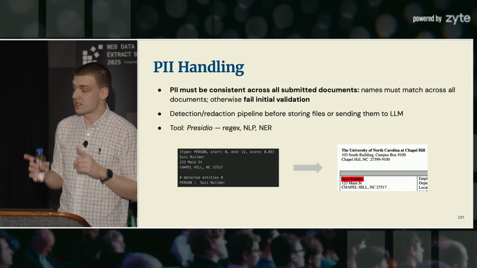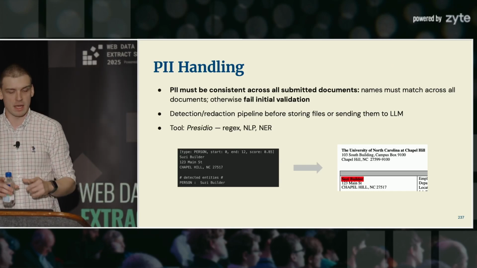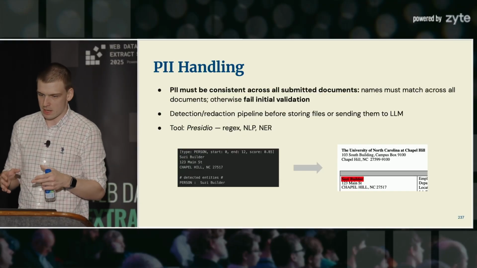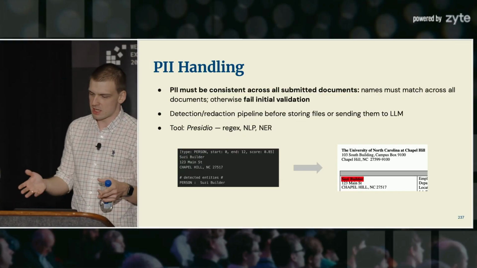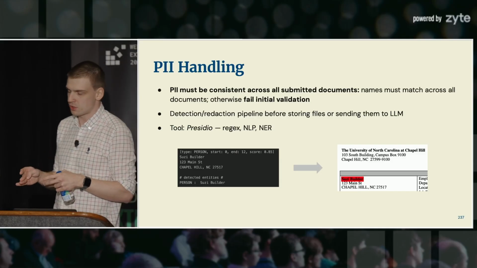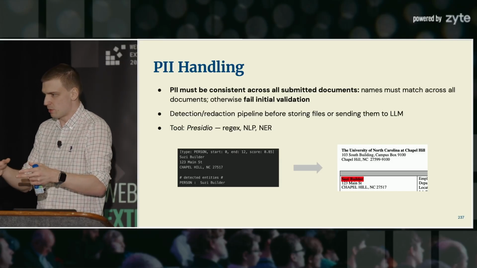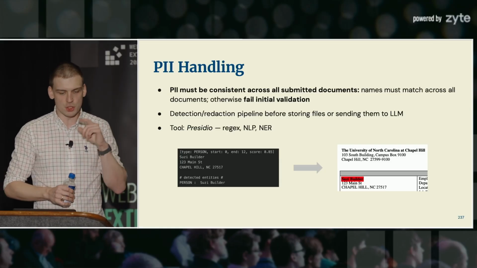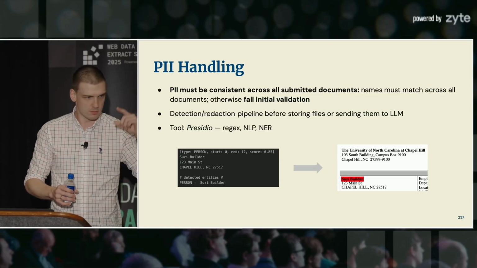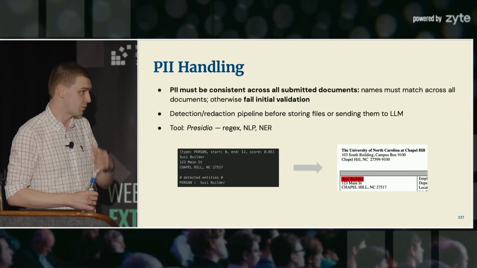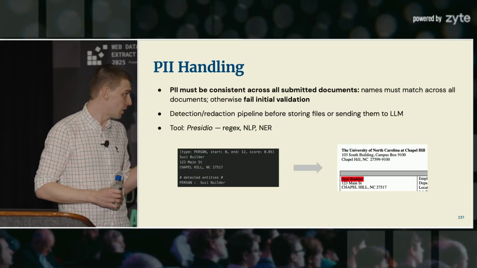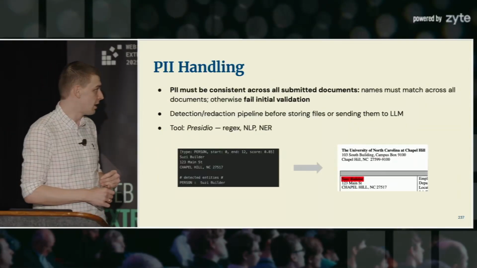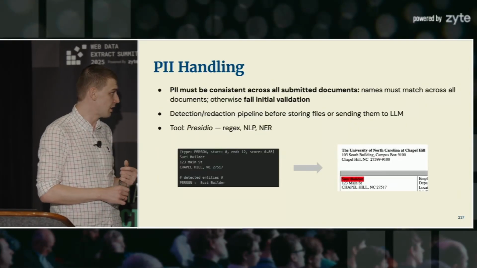But since we are dealing with sensitive information, PII must be handled carefully. We need to verify that all the documents submitted actually have the same names, because otherwise we need to fail initial validation. There are messy documents from different persons, and this is a red flag. Also, everything should be redacted before processing, even for sending to LLMs, as we already discussed today. We can use tools like Presidio for regular expression-based and NLP-based detection of personal information and redaction.